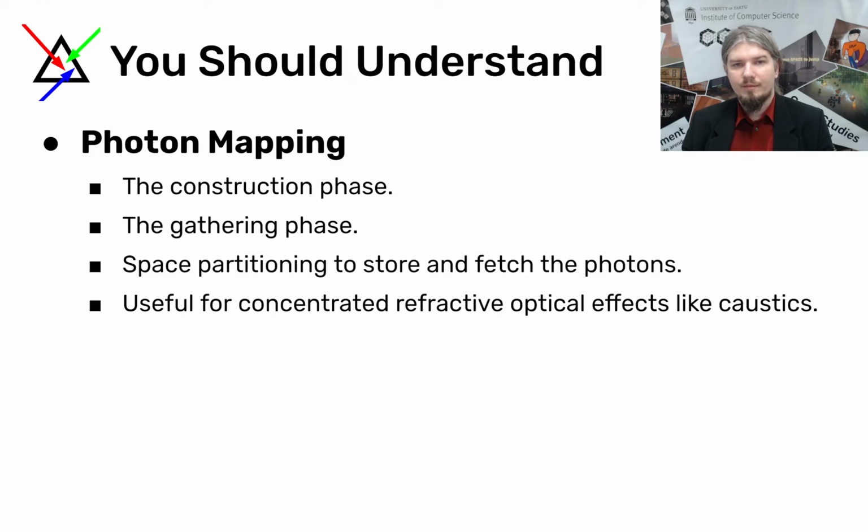So from this video, you should understand photon mapping, its construction phase, where we shoot the photons out of a light source and store them, its gathering phase, where we now render the scene with ray tracing and gather the contribution of nearby photons to calculate the final color. You know that space partitioning structures can be used to store and fetch these photons, and you know that photon mapping is very useful specifically for these concentrated refractive optical effects like caustics.